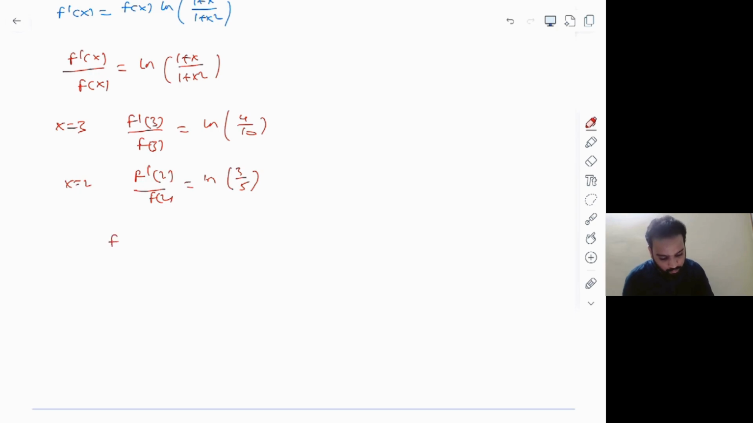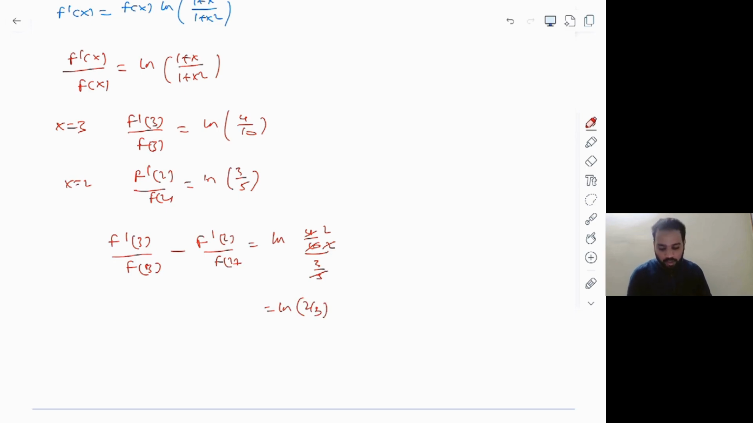And you subtract both of them, that is f dash of 3 divided by f of 3 minus f dash of 2 divided by f of 2 will be equal to, when you subtract these two, it is like log a minus log b, so log of a by b. What you get is 4 by 10 whole divided by 3 by 5. This is 5 twos are 10, and 2 twos are 4, and finally what we get is ln of 2 by 3.